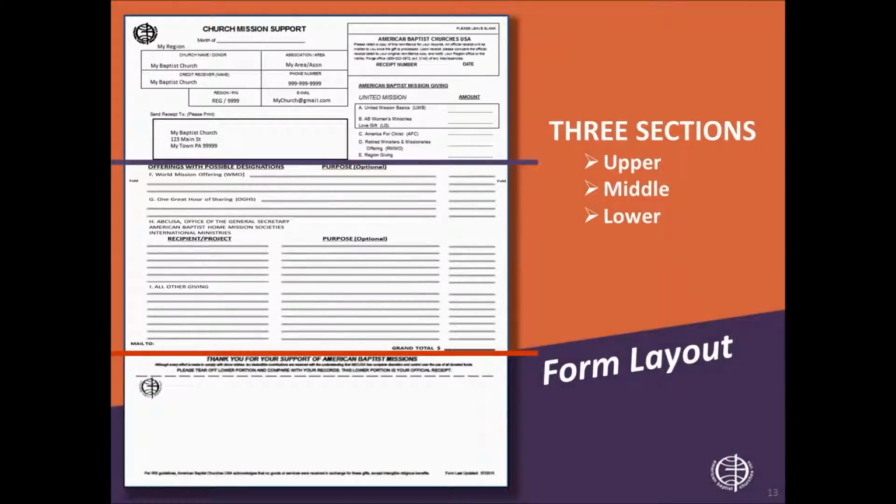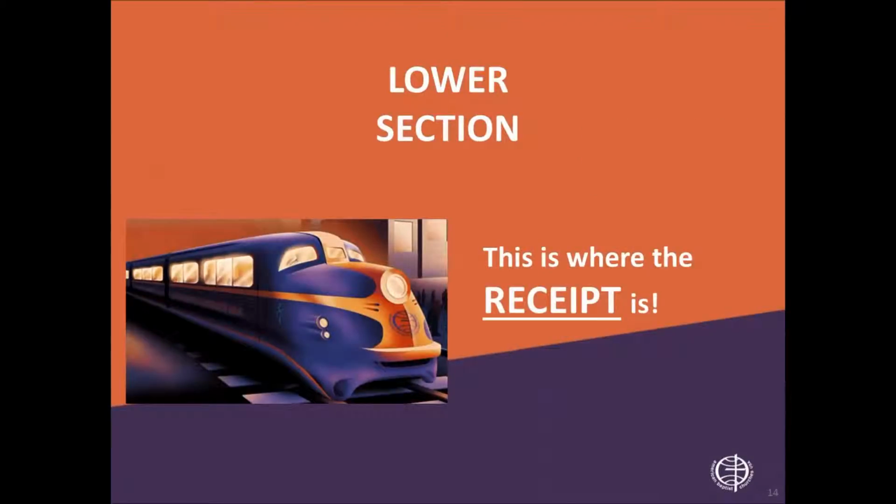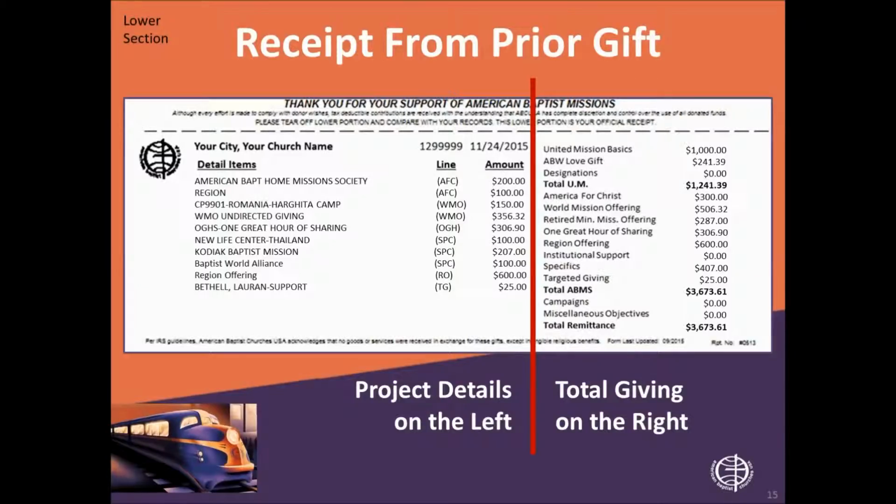The form lends itself easily to being split into three sections. We have the upper, the middle, and the lower pieces. We're going to start with the lower section because this is where the receipt is. And I like to spend time with the receipt to help tie it in with the form itself. So here we have a receipt from a prior gift. It has on it the total giving on the right and the project details on the left. Now, if you've been working with the receipts for some time, you'll know that this receipt layout has not changed from the old form, so it should be very familiar.